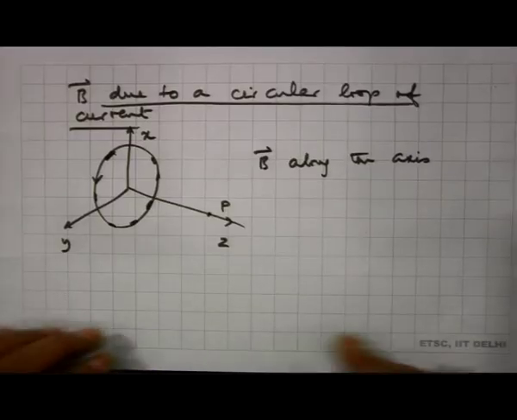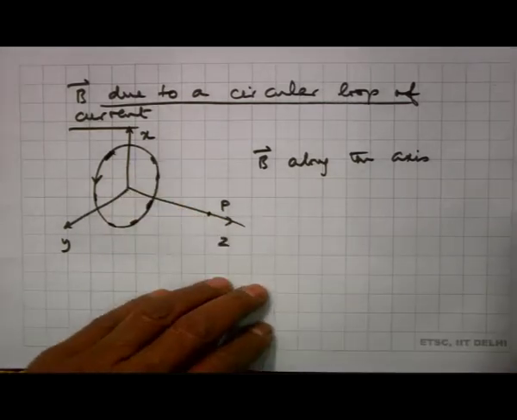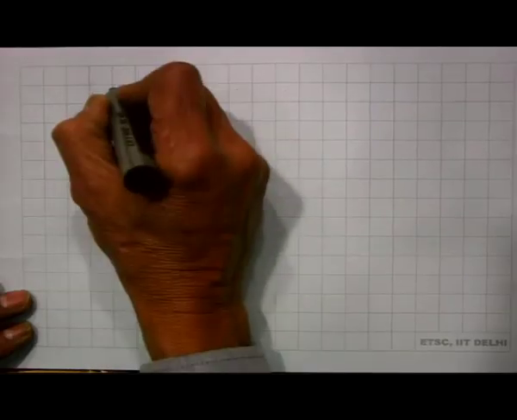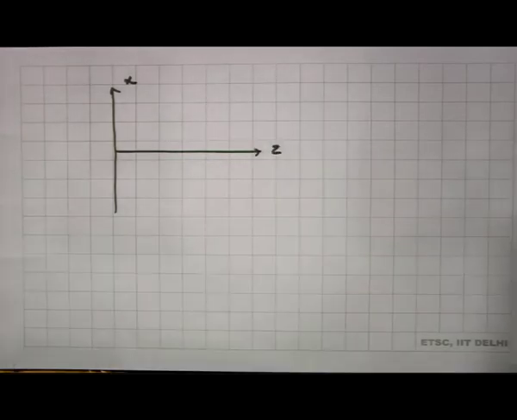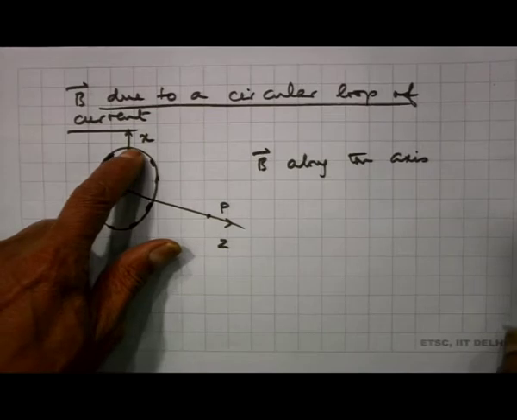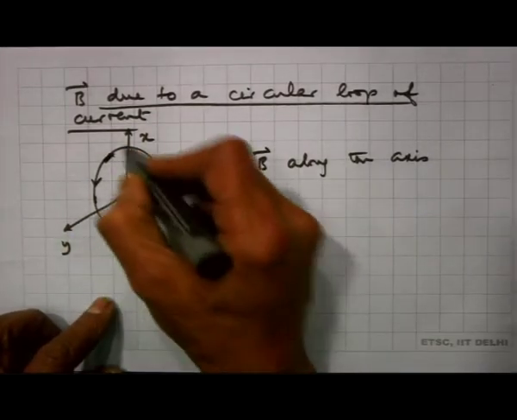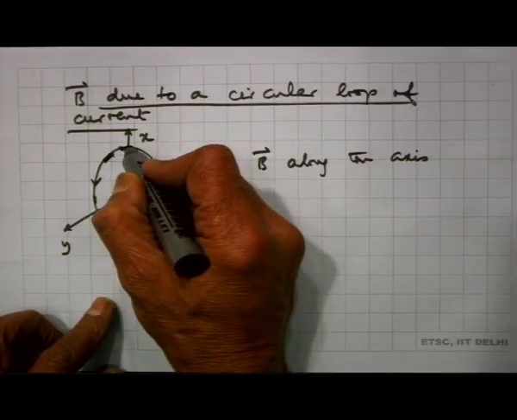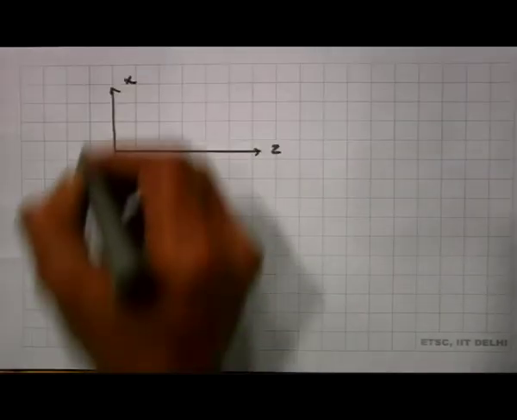Let me draw a figure now which corresponds to the xz plane. So, this is the x axis here, this is the z axis. Remember, the current is coming out of the paper here and going into the paper on the other side. If I extend the x axis in the backward direction here, the current is coming out from this direction and the current is going back. So, current is moving in the y direction here and minus y direction here. I will draw corresponding arrows here.